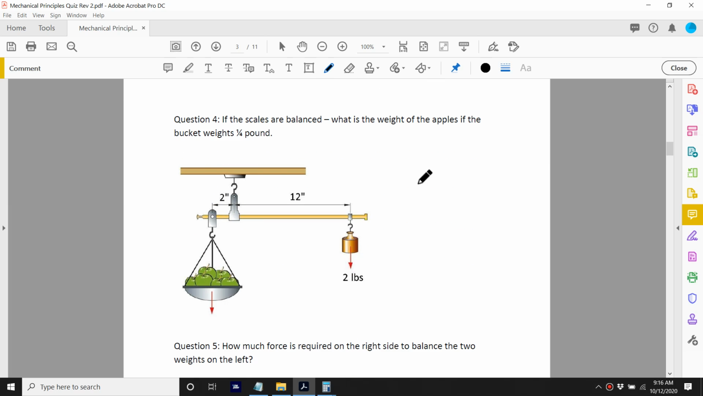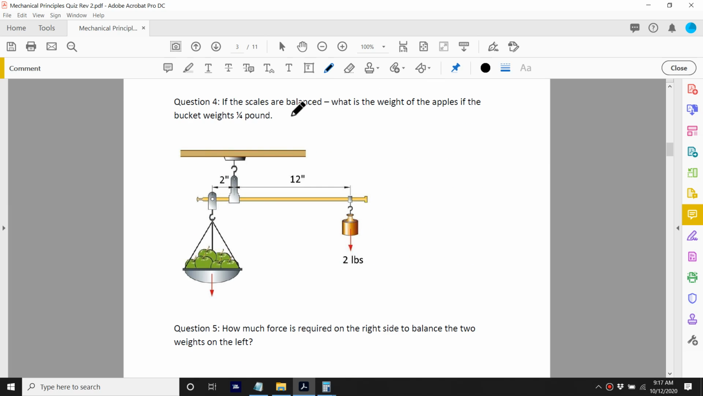All right, question number 4. If the scales are balanced, what is the weight of the apples if the bucket weighs a quarter of a pound? Believe it or not, this is how, before you had electronic scales, a vegetable or fruit shop would weigh their apples or their fruit or their vegetables. Now we have 2 pounds on this side, we know that. We need to calculate the total weight of the apples and the little bucket.